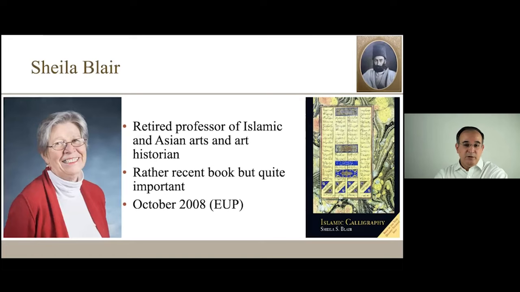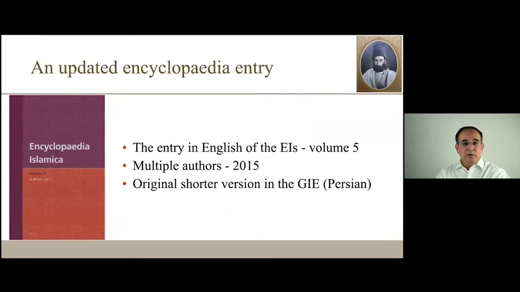The other book, which is one of the important works, is the book produced by Sheila Blair. She's a retired professor of Islamic and Asian art. She's an art historian. It's a rather recent book. It was published in 2008 by Edinburgh University Press. It's called Islamic Calligraphy, and as far as I understand, it is also translated into Persian. This is also one of those classic works that people could read thoroughly and learn a lot about calligraphy. And again, she's also putting the same title, Islamic Calligraphy, in it. I find it a little bit more inclusive, if you like, than just being Islamic. But the way that these authors are using the term Islamic, I do not think it has got anything to do with a specific confessional identity. Maybe it's better to use the term that was used by Marshall Hodgson: the Islamic world, which is inclusive of many cultures and traditions and languages and people of different faiths and backgrounds.